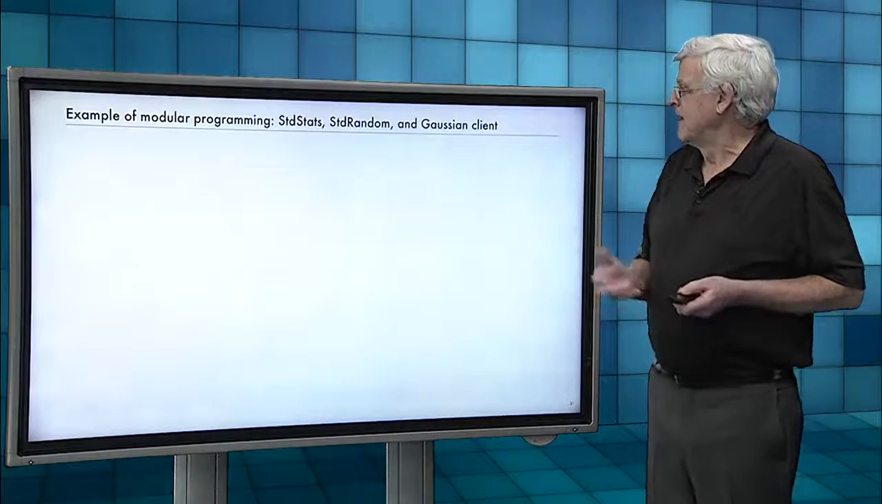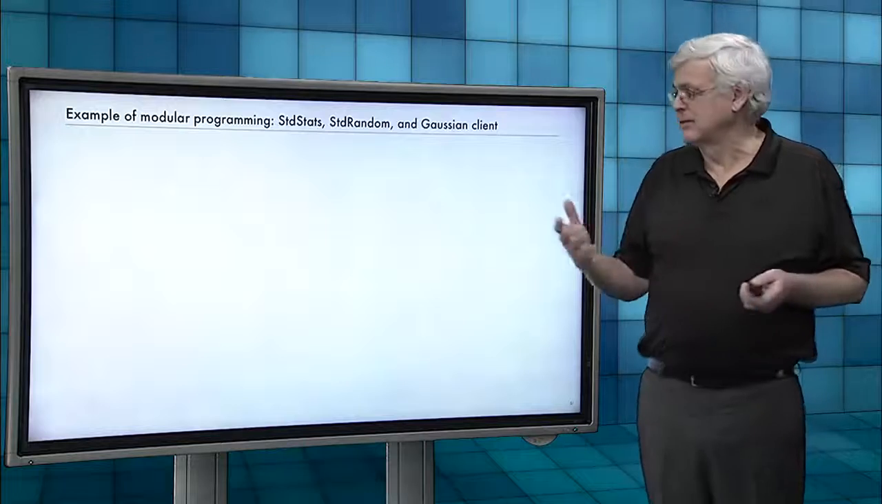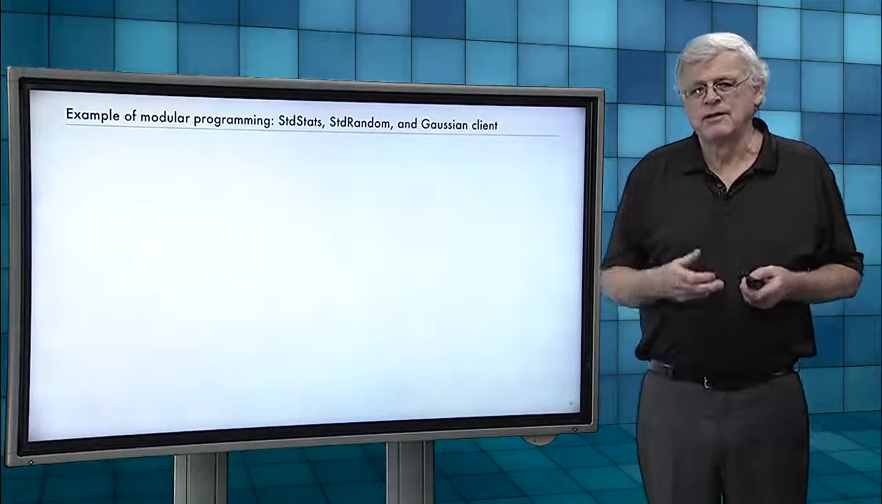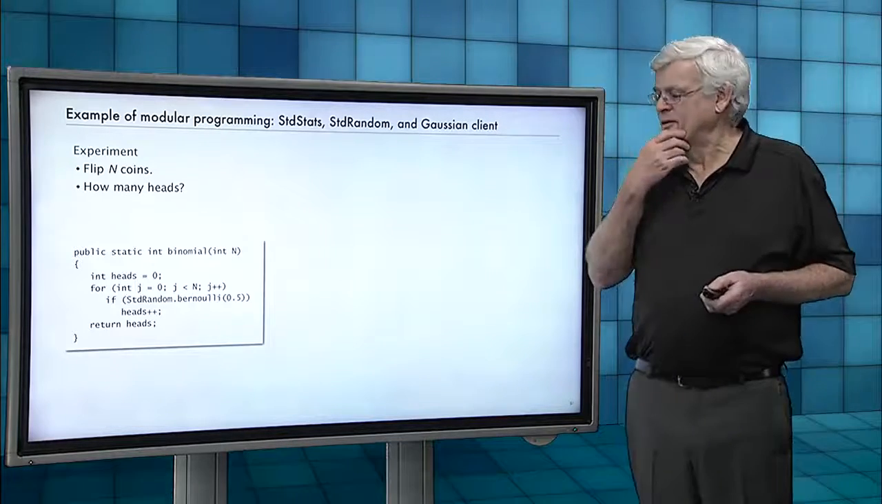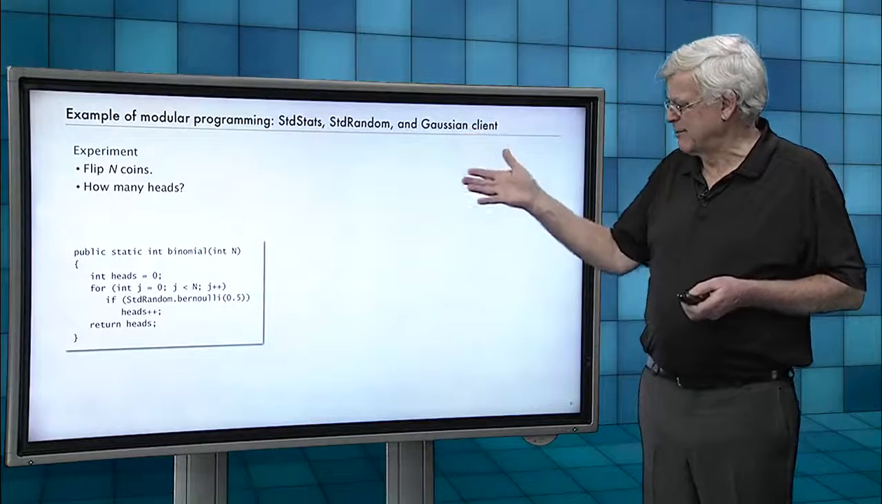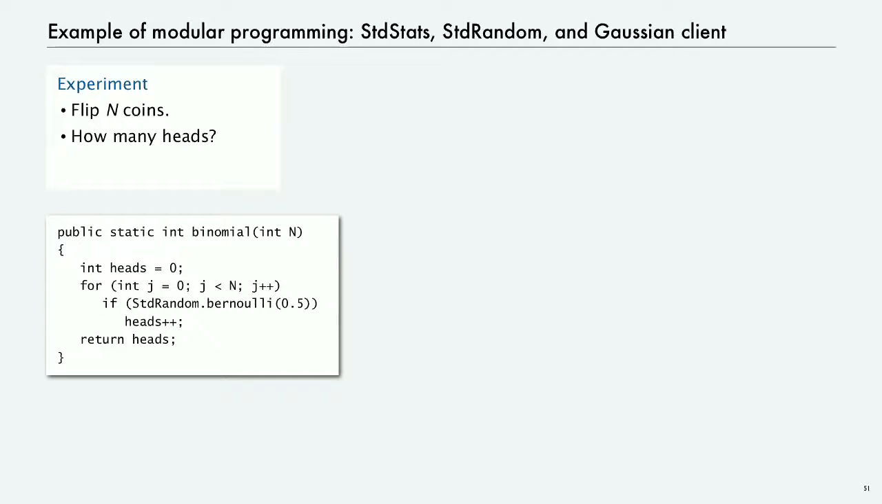So let's look at an example client that is a program that uses several of the libraries that we've talked about. You can run an experiment where you flip n coins and ask how many heads you get. It's called the binomial distribution. So we could put that in random maybe, but what we do is take n as an argument and call StdRandom.bernoulli and just count the number of times that it comes up heads. You expect to have n over 2 heads. So if StdRandom.bernoulli is working, we should get about n over 2 heads.